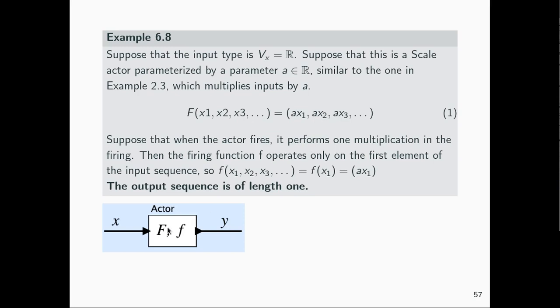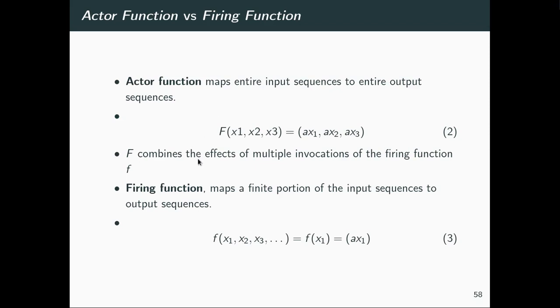So the actor is represented here as F, which is the firing function for a finite sequence, which is basically multiple invocations of the firing function f. So the capital F is multiple invocations of the small f, and the small firing function f just produces an output sequence of length 1. So small f denotes a finite portion of the input sequence to the output sequence. A capital F and a small f denote the firing function.